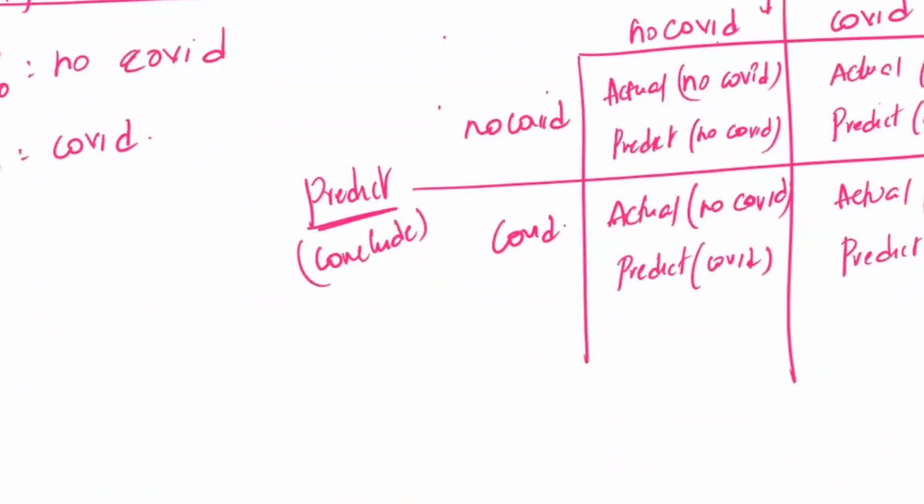Right? Now predicted means nothing but concluded. Based on the hypothesis test, whatever conclusion you are drawing, that conclusion is called the prediction. Conclusion and prediction both are the same.